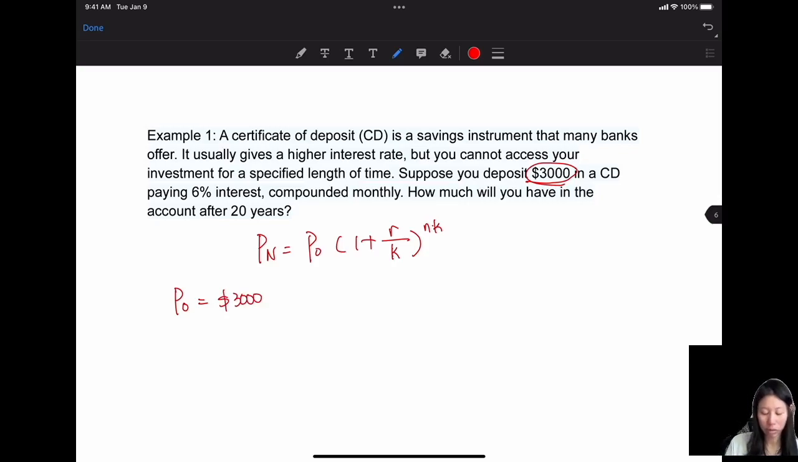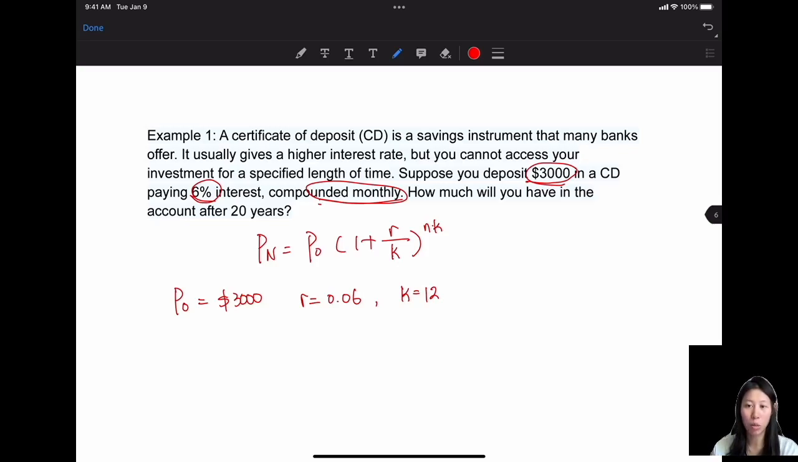Paying 6% interest rate. So that gives you the rate equals 0.06. And then compounded monthly. So that means our k equals 12. That means you are going to get paid 12 times in a year. You compound 12 times in a year.